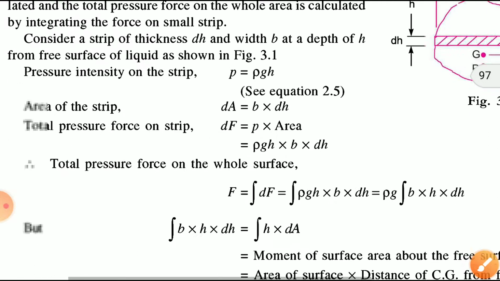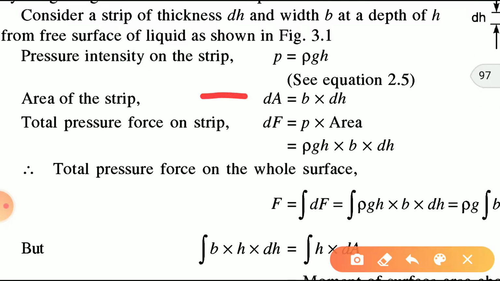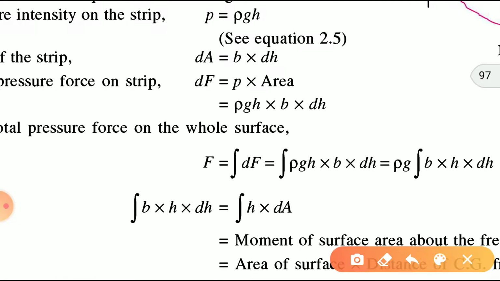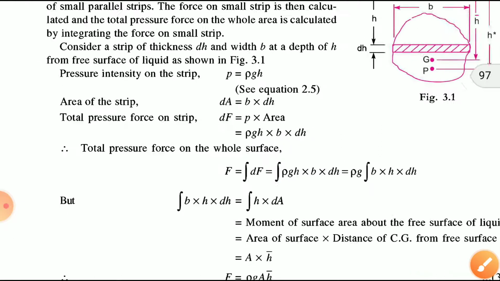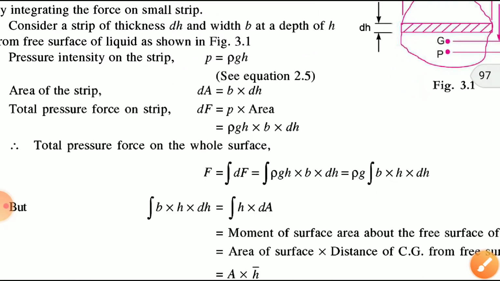Now if we consider the area of this strip as dA, then the area is b multiplied by dh, its width multiplied by its thickness. Hence the pressure force acting on this strip is pressure intensity multiplied by area. The pressure intensity is rho g h and the area is b into dh. Hence the total force acting on this elemental strip is dF equals rho g h multiplied by b multiplied by dh.